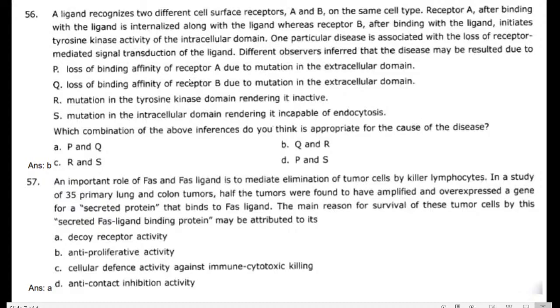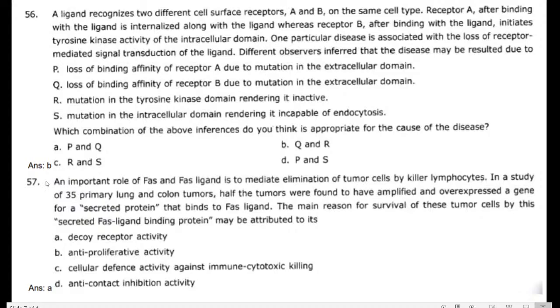The combination of two reasons is correct, which means Q and R: loss of binding affinity of receptor B due to a mutation in the extracellular domain. Another case is a mutation in the tyrosine kinase domain, rendering it inactive. So these reasons are the major reasons.